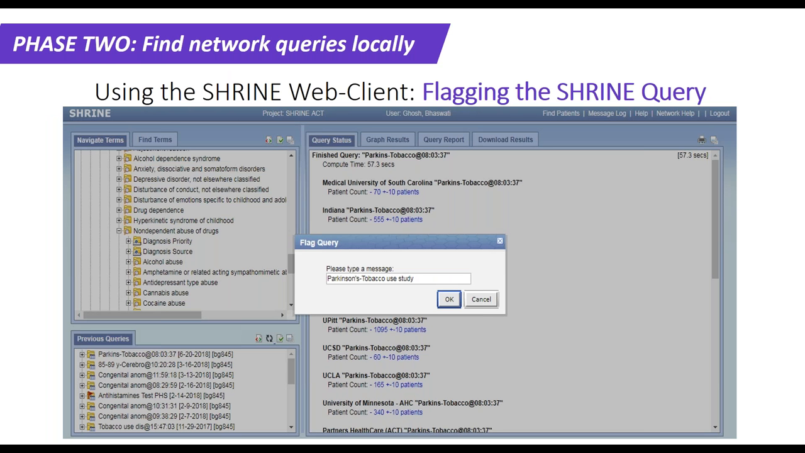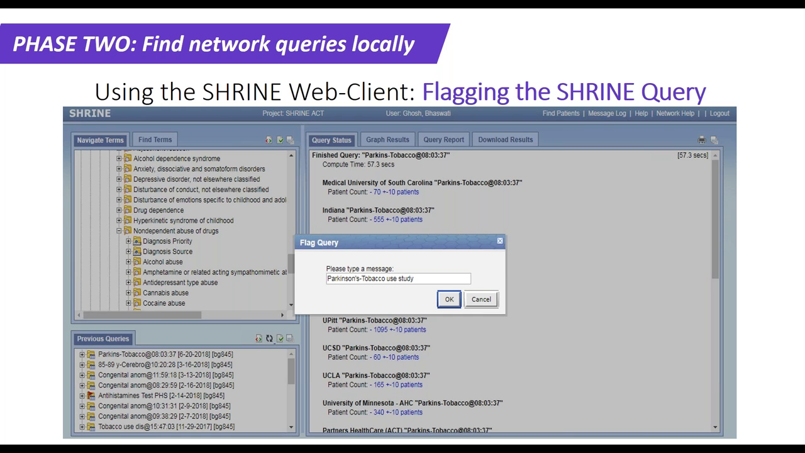But before that, let me discuss flagging a little bit more. So many of you may already be familiar with the flagging feature in Shrine. Its existing functionality helps you label a query. So as Vivian showed you, the Parkinson's and tobacco use query, PI running that.